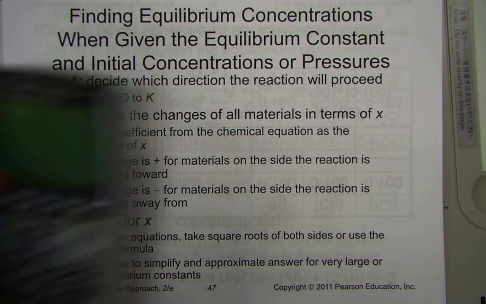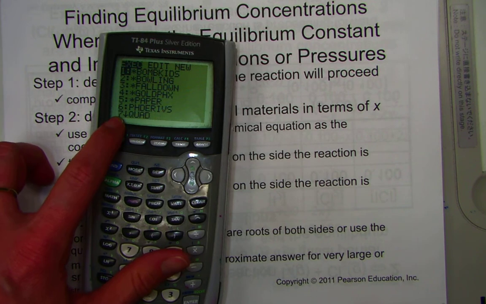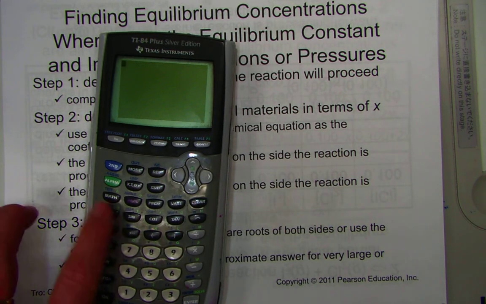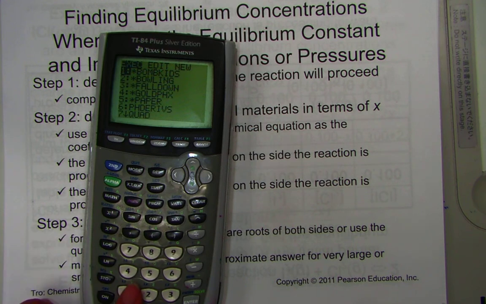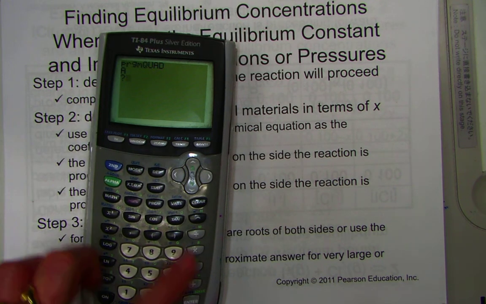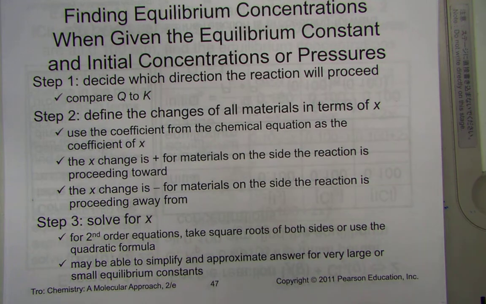So let me just be sure on my calculator. Under programs, I have the quad program. It's going to ask us for the value of A, the value of B, and the value of C respectively on our quadratic equation. Alrighty. So with that in mind, let's take a peek.